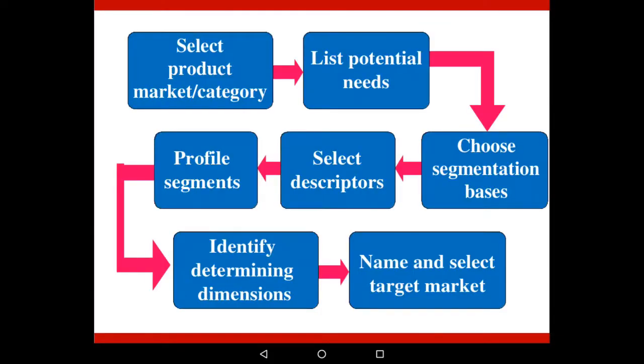Okay, so here are the steps in the segmentation process. First, you select your product or market or category. Then you list the potential needs of the market. Then you choose your segmentation bases. Then you select your segmentation descriptors. You profile your segments. You identify the determining dimensions and the qualifying dimensions, and you name and select the target segments. And we're going to go through each of the steps now using an example.